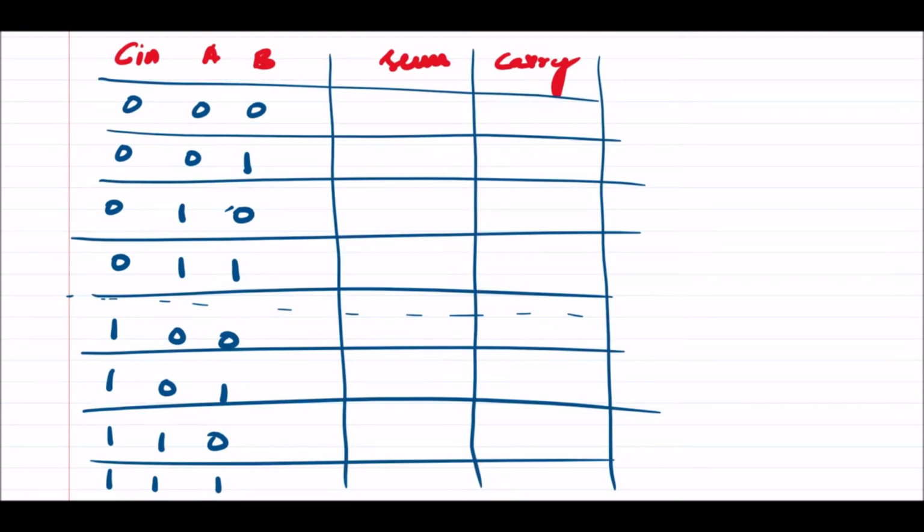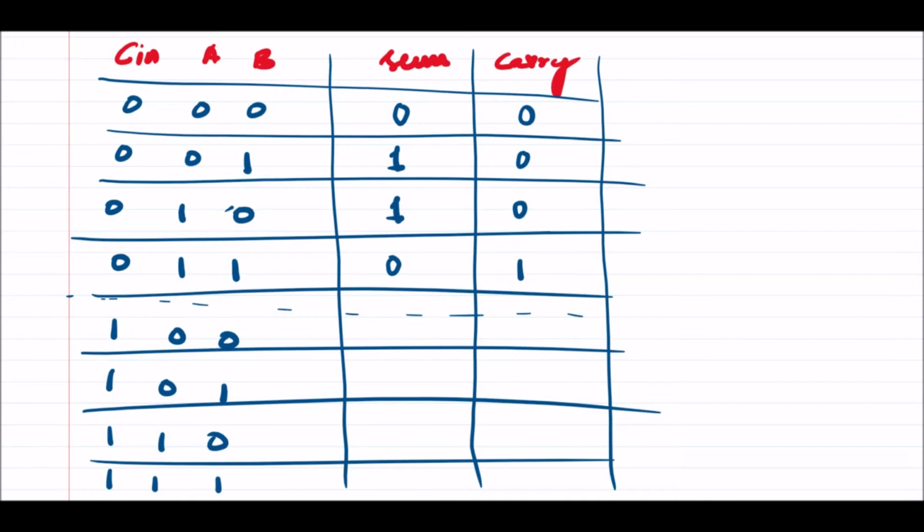So let us perform the addition. 0 plus 0 plus 0 is equal to 0, and we do not have any carry. 0 plus 0 plus 1 is equal to 1. We don't need any carry. Next is 0, 1, 0, which is equal to 1. We don't need any carry. Now 1 plus 1 is equal to 0, and we have a carry equal to 1. So this is my most significant bit. As we discussed in the previous session, the most significant bit is my carry.